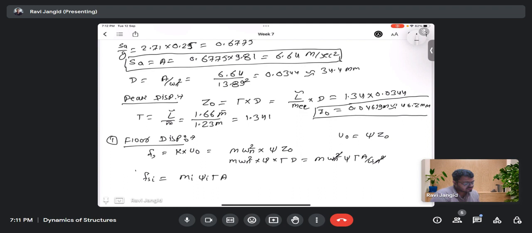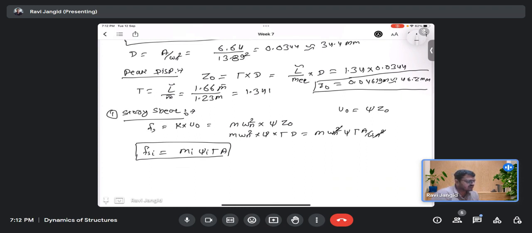Actually, we are finding floor displacement, right? We can directly... Oh, that is the floors. Sorry, I was doing it as a story shear. Directly, like u0 equal to psi times z naught. That's why I missed that. No, let us find the story shears first.